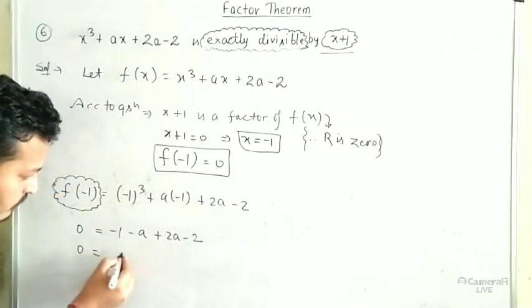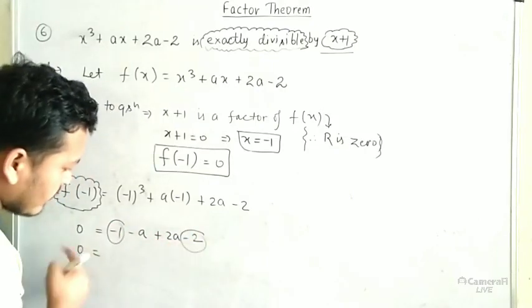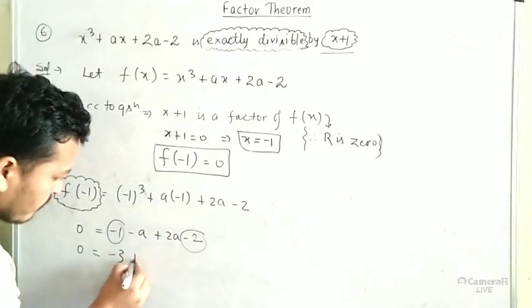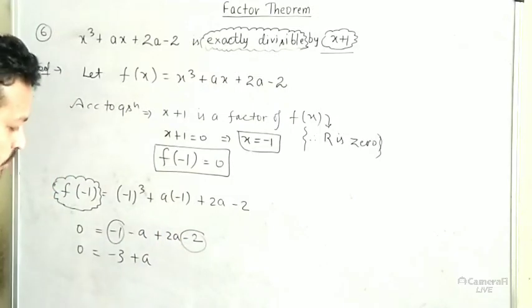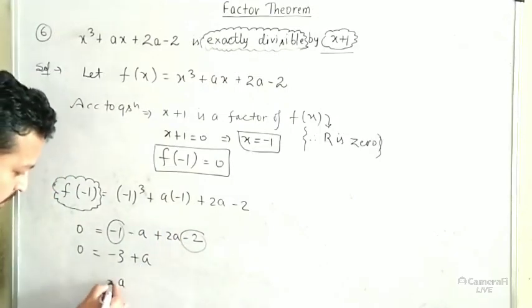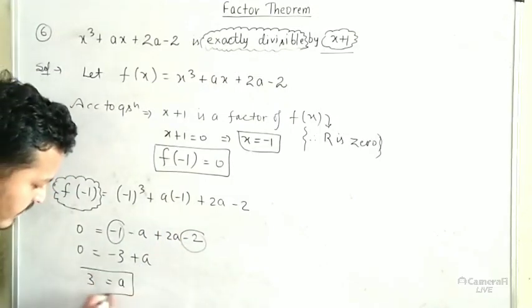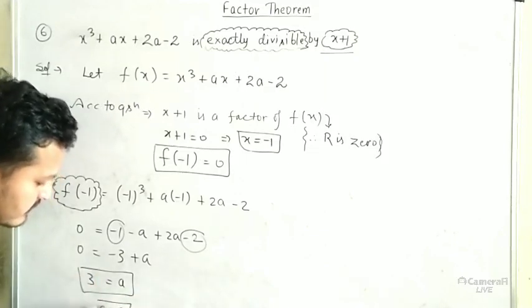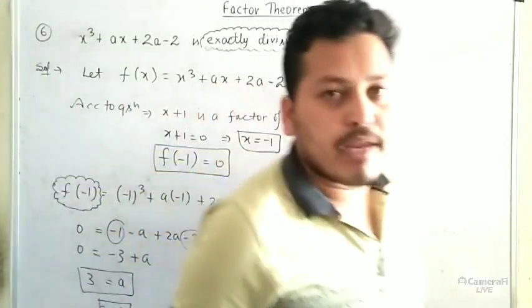So 0 is equal to -1 -2 -3 minus a plus 2a, that is plus a. So taking this part to the right hand side, we can say that a is equal to 3. So this is the solution of the given algebraic expression.